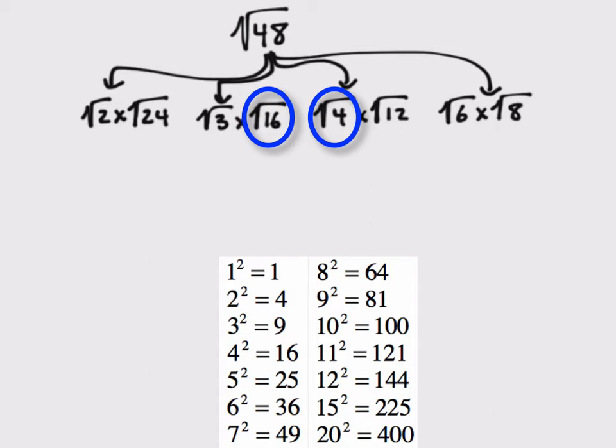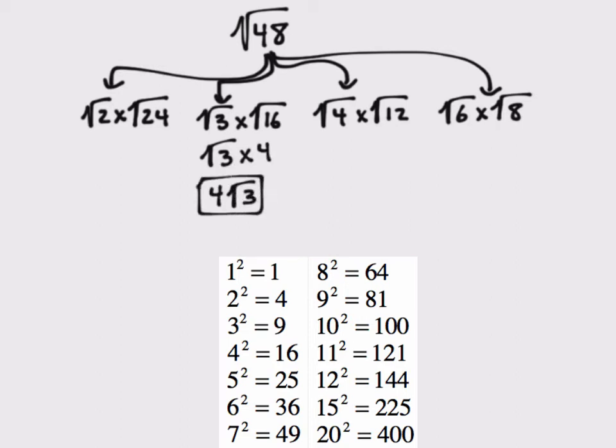One has the square root of 4, and we know that the square root of 4 is 2, but one has the square root of 16, and the square root of 16 is 4. So this factorization is actually going to be the most efficient. We can rewrite the square root of 16 as 4, and we end up with 4 root 3 as the simplified version of the square root of 48. Now the question is, were these other ones wrong? Not at all. Take a look.